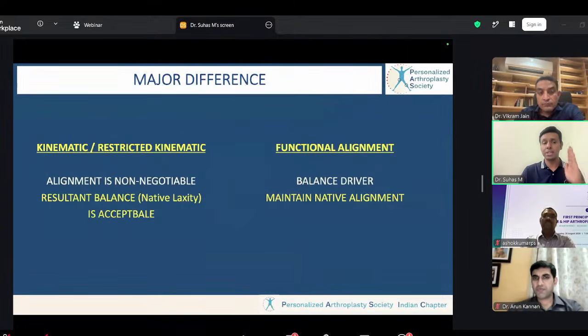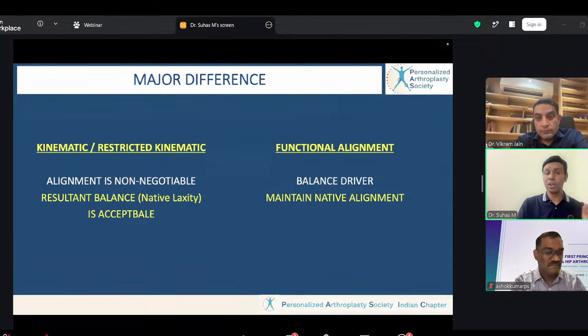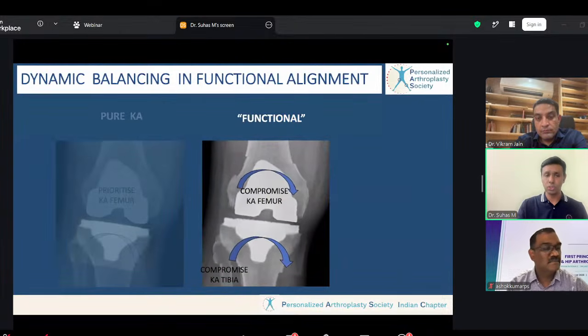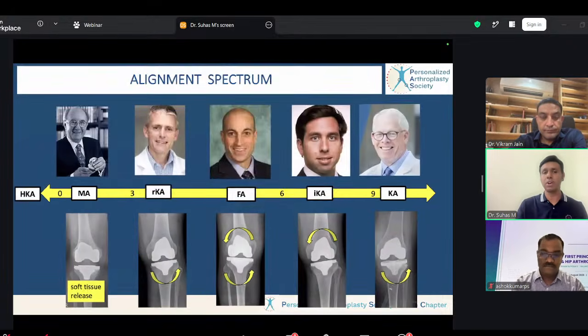So in K, guys, alignment is non-negotiable. Femur has to be absolutely resurfaced. You have some wiggle room for the tibia, and whatever resultant balance you get, you accept. But in functional alignment, it is the reverse. Balance is the driving force. You will balance the knee and accept whatever native alignment you get, but within the boundaries which is acceptable to you as a surgeon. So functional alignment, you can move both femur and tibia in favor of balance, and you accept whatever alignment you get.